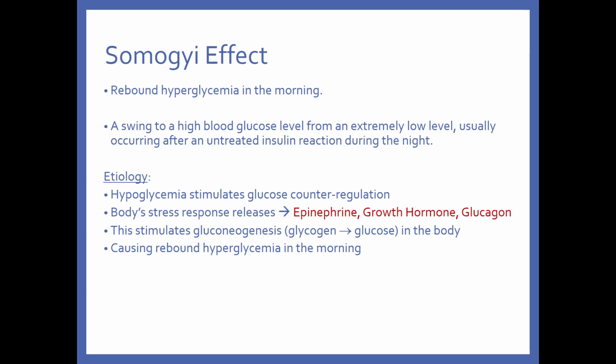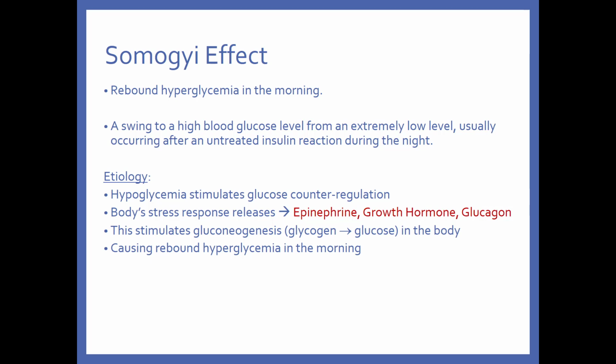All right, another condition that we can see with diabetic patients is Somogyi effect. This is a rebound hyperglycemia in the morning time. What's happening with this is there's just a swing to a high blood glucose level from an extremely low level. And usually we see this occur after an untreated insulin reaction sometime during the night.